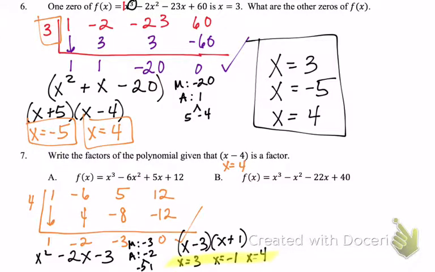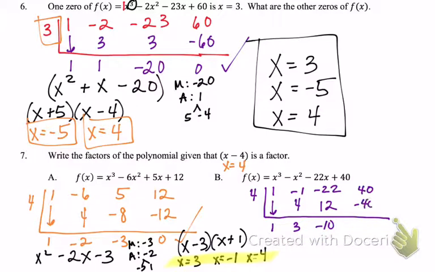I'm going to do the same thing for part B. So I'm going to use synthetic division, divide out 4. 1, -1, -22, and 40. So 4 times 1 is 4. Get a positive 3. 4 times 3 is 12. -10, -40, 0. So that's good. You always want 0 at the end.